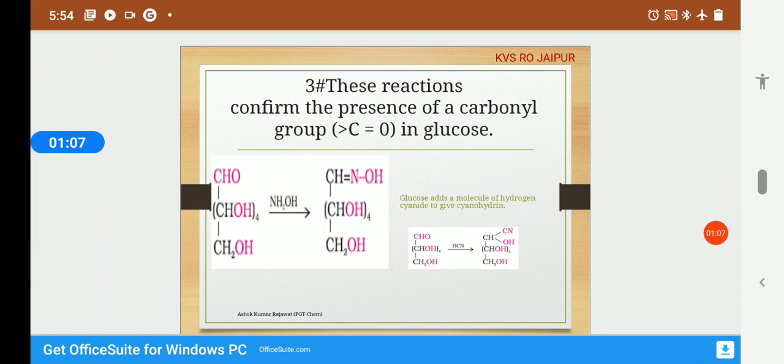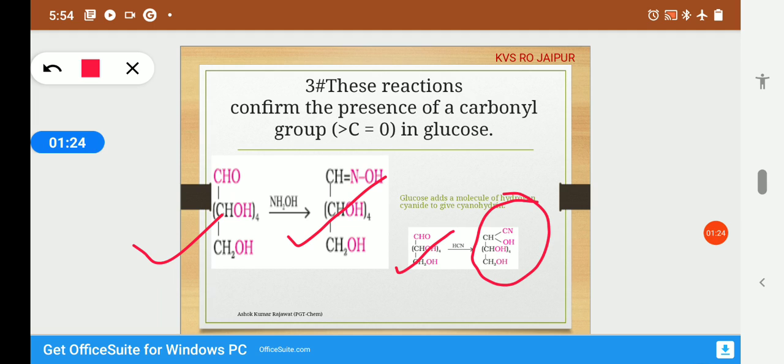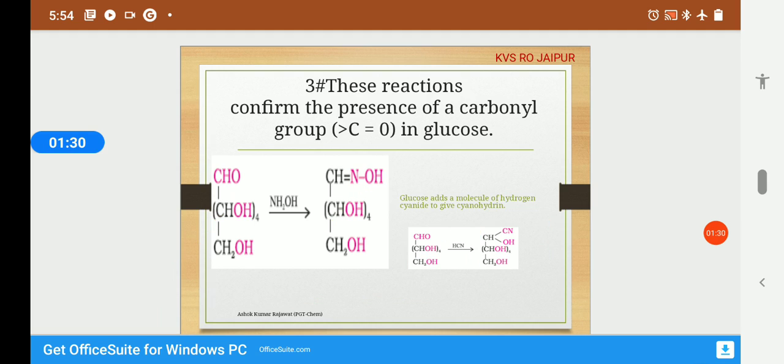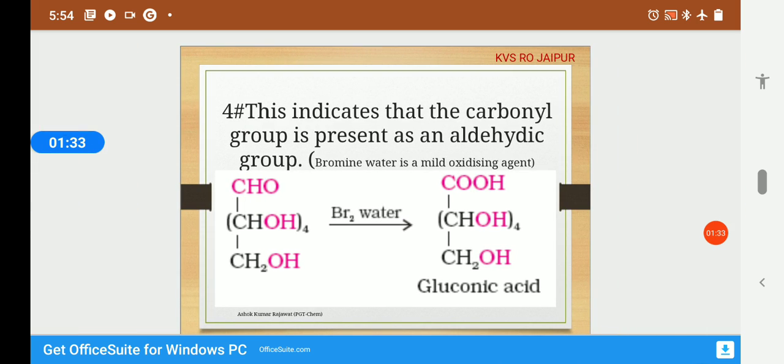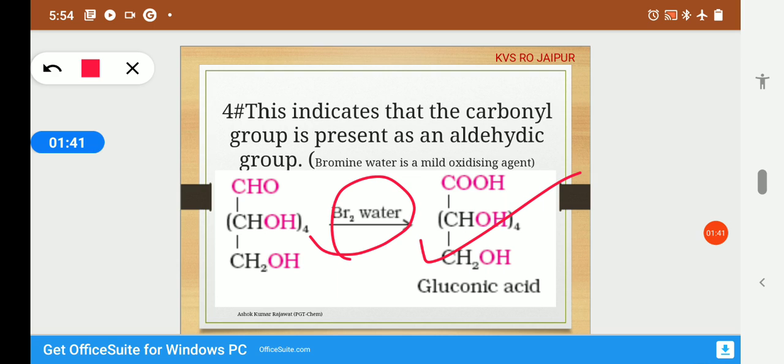Second, when glucose is treated with hydroxylamine, it gives glucose oxime like this. When glucose is treated with hydrogen cyanide, it gives glucose cyanohydrin like this. These reactions confirm the presence of a carbonyl group in it. Now, when glucose is treated with bromine water, it gives gluconic acid. This reaction reveals that the carbonyl group present in glucose is an aldehyde.